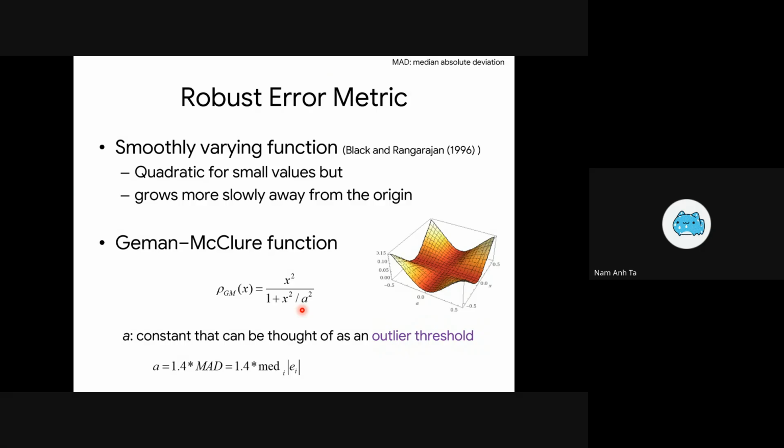The key here is they use a parameter a right here. The parameter a will act like the outlier threshold. Instead of picking a random number, we often set it automatically by using 1.4 times the MAD, or the median absolute deviation. By using the median instead of the mean, our threshold becomes much more resistant to noise. So we allow the model to adapt to the actual error distribution of our data.